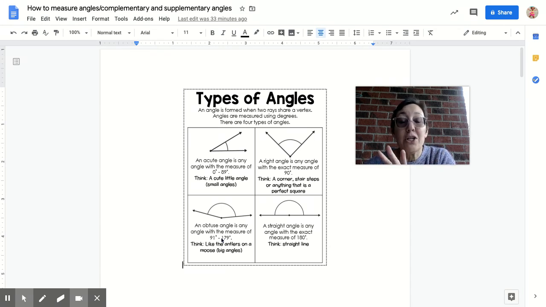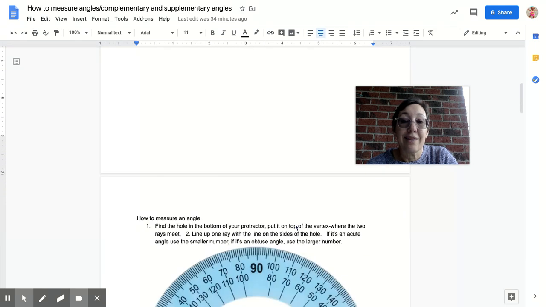And I just wanted to make sure you knew what they were. If you don't, and something comes up in your work this week that I've assigned, you can always come back to this video and look it up, because this is my anchor chart for angles. All right, so those are the 4 types of angles that you're going to need to know if you didn't already know them. I think you already did.